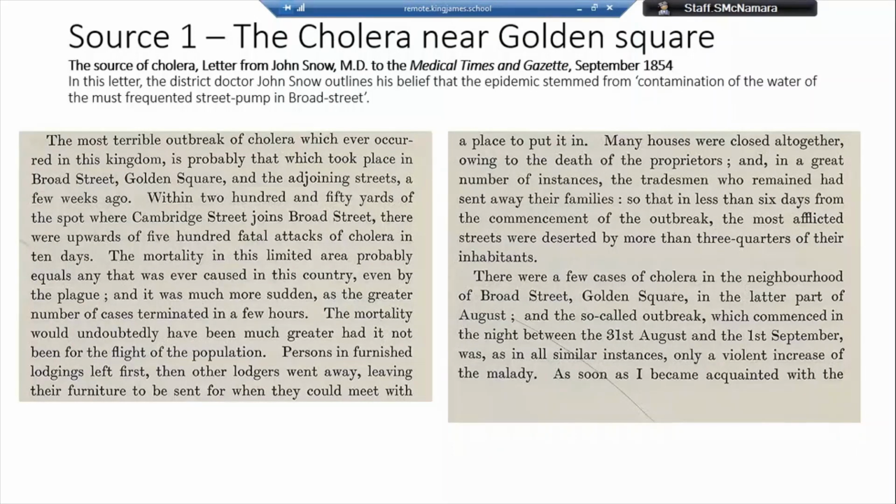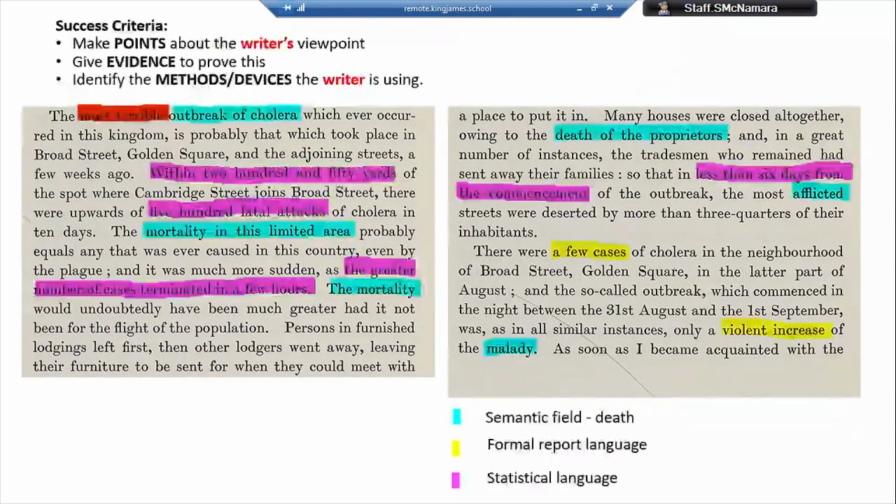Okay, so that's the first text. Now, the first thing you will know about the text, if you're talking about the writer's viewpoint, is that he is a doctor, and it's important to consider why he's writing the text. So you are told in the blurb at the beginning that he's investigating the outbreak.